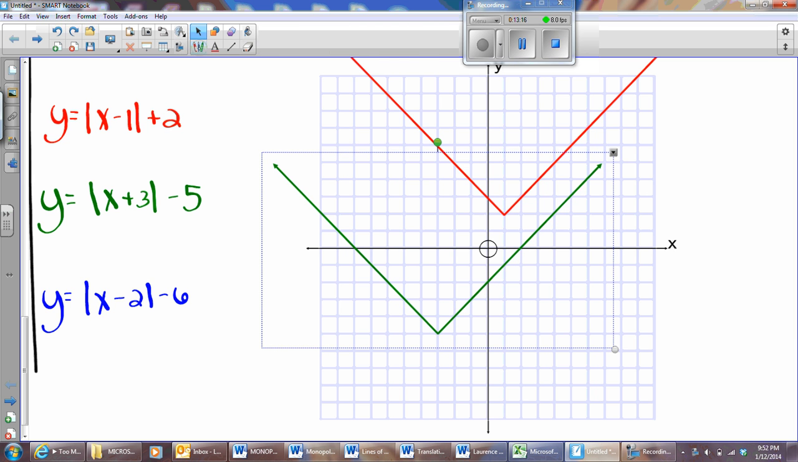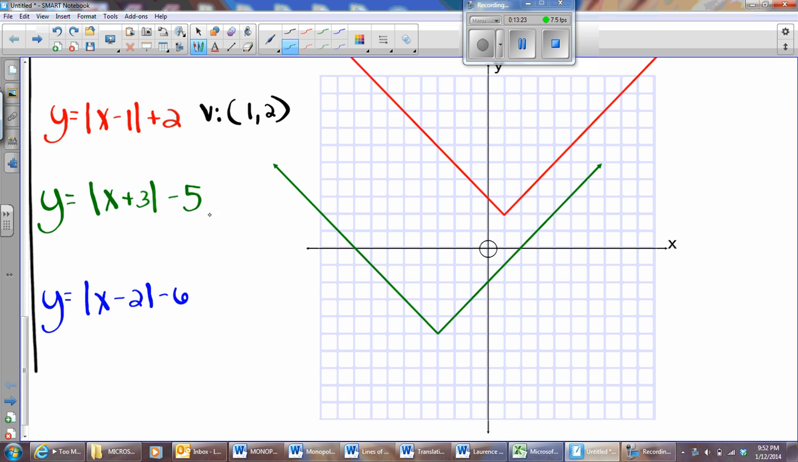Do you notice the vertex of each one? The vertex of this one is at 1, 2. The vertex of this equation is at -3, -5. The y-coordinate matches what would be the y-intercept. It's technically not the y-intercept. Kind of looks like the y-intercept, but it's not. So what's the vertex of this one going to be? Well, the x-coordinate changes signs, and then the y-coordinate stays the same, so it should be at 2, -6.